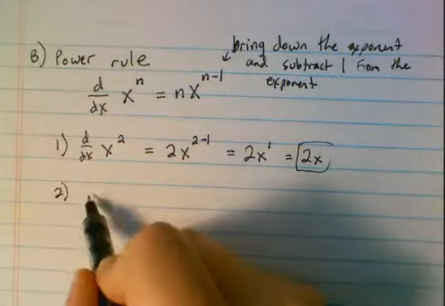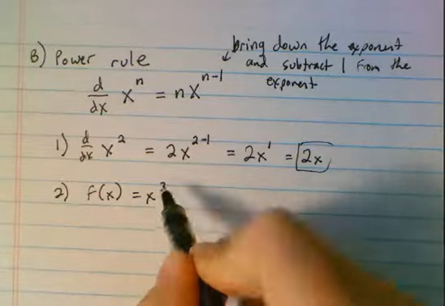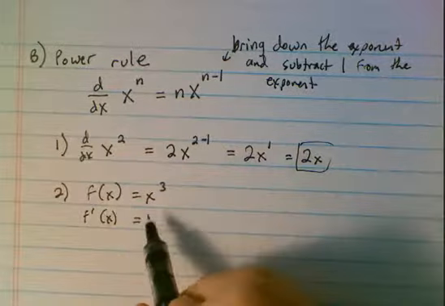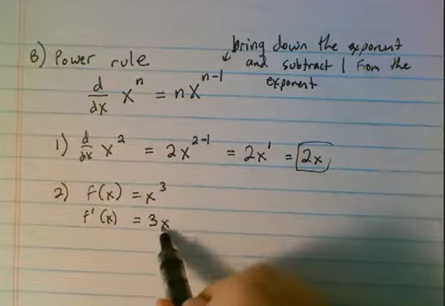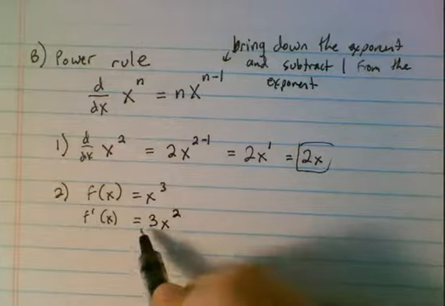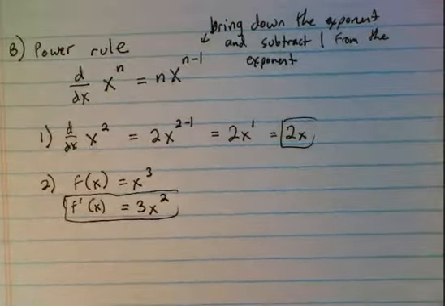If I'm told that I have function f of x equals x to the third, and I want to find the derivative, I'm going to bring down the exponent, subtract 1 from the exponent, and there we go.